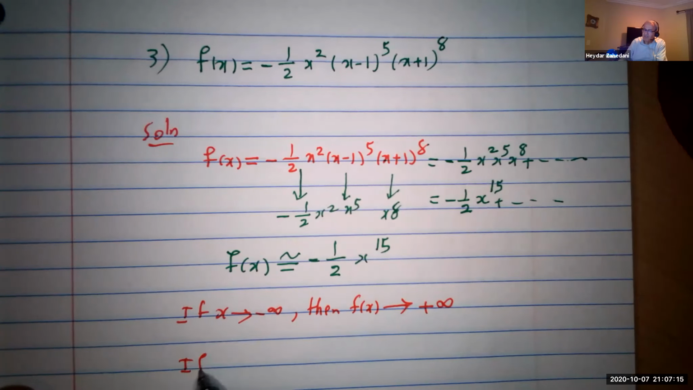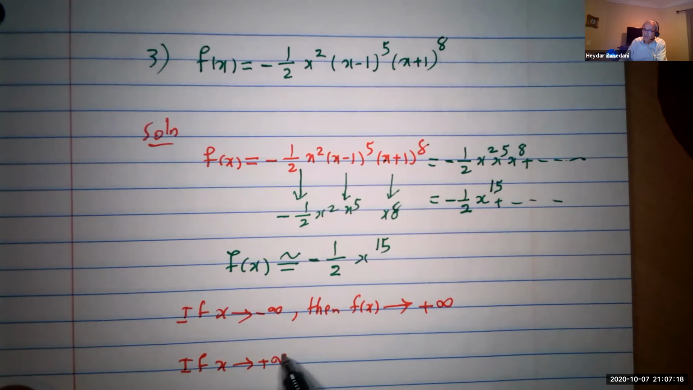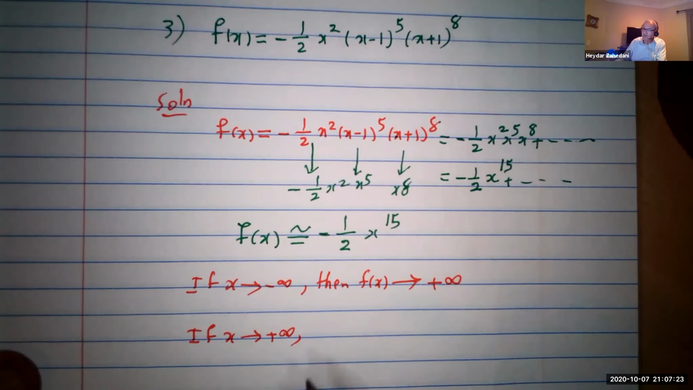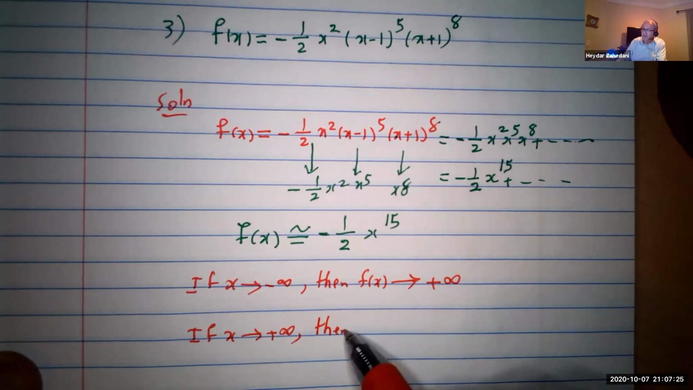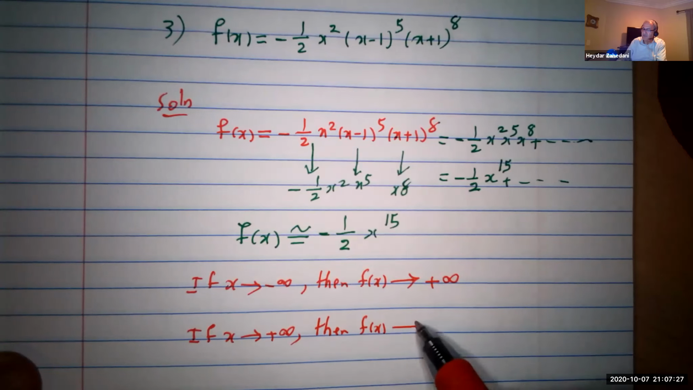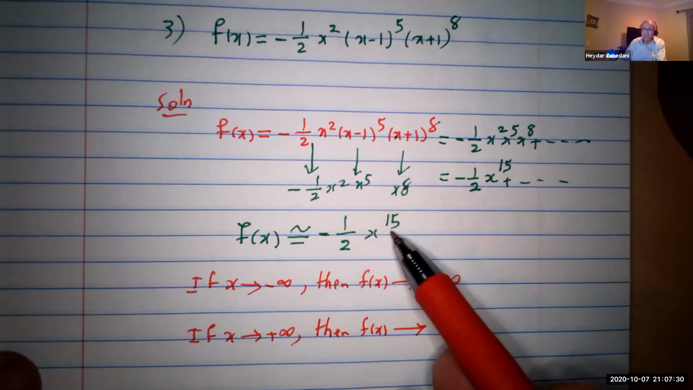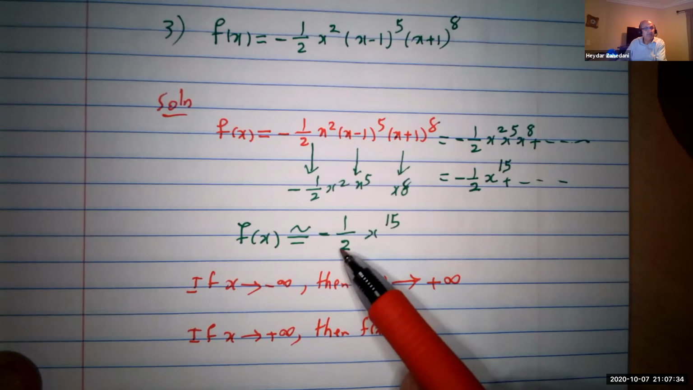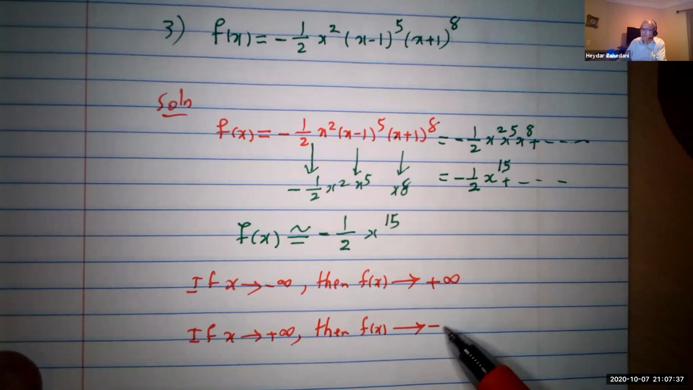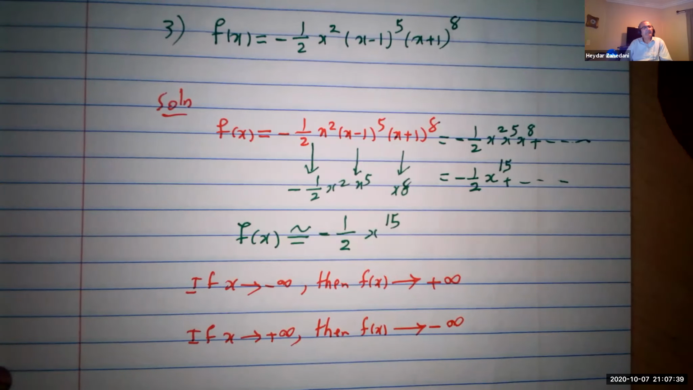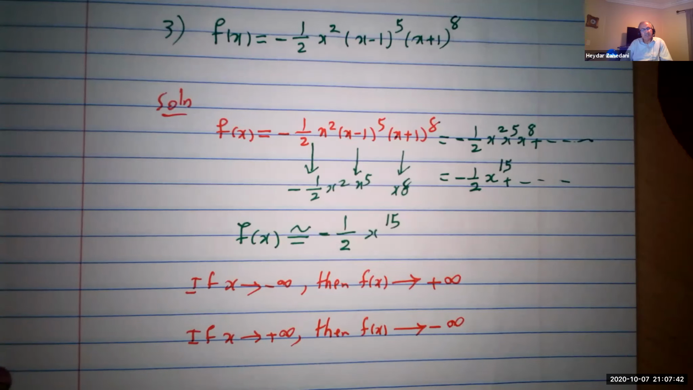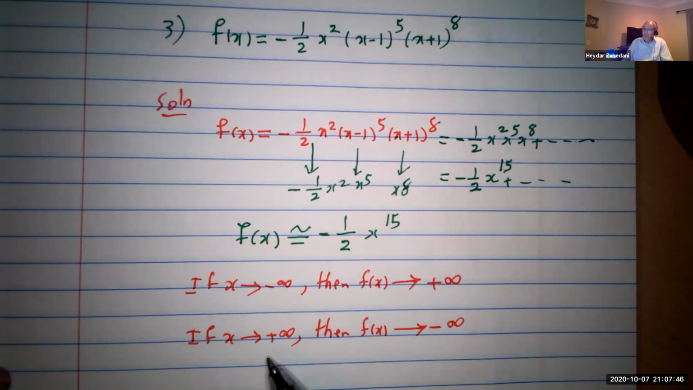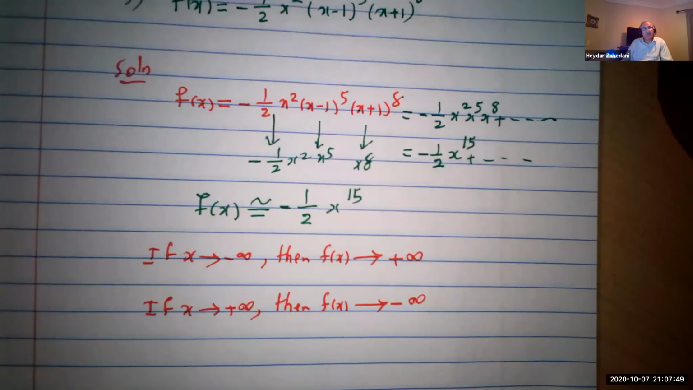What would happen if x goes to positive infinity? Okay, if x goes to positive infinity, then f of x goes to, positive to the 15 would be positive, but there's a negative sign here. So that makes it into the negative infinity. Okay, x goes to negative infinity, f of x would be positive, and x goes to positive infinity, f of x would be negative. So this is going to be the behavior of your function.